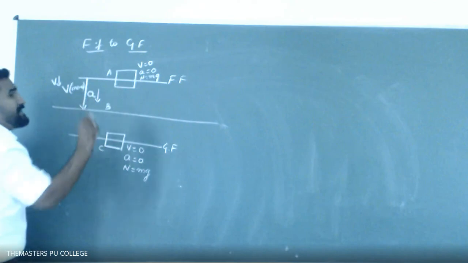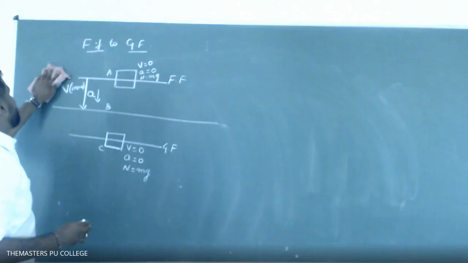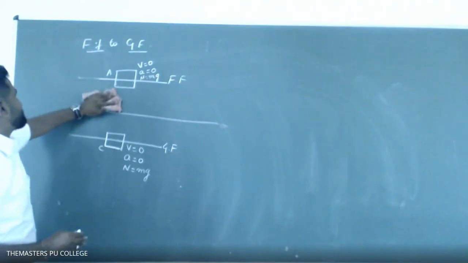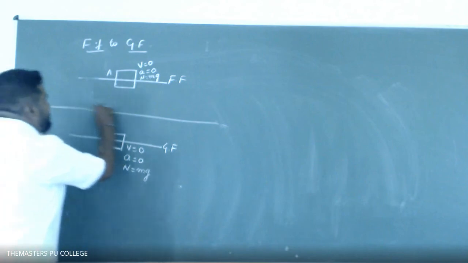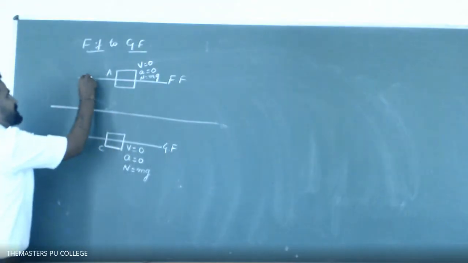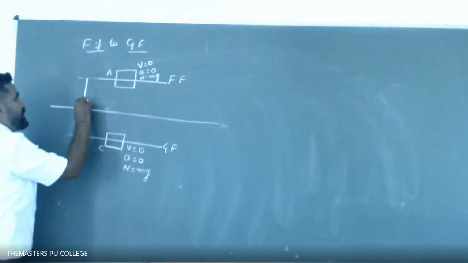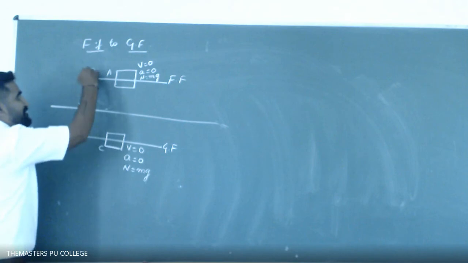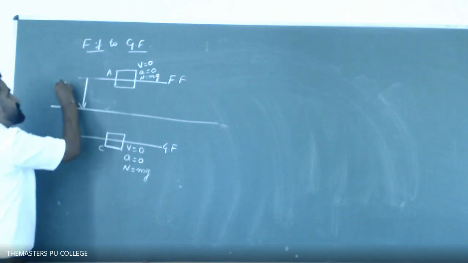Sir, can you explain this concept once again? My data pack was finished, sir. Okay, fine. I'll go back to my concept. I think you have an idea that when it is at first floor and ground floor, velocity is zero and acceleration is zero. That's super. Now when it is moving down, observe carefully. When it is moving down, velocity should increase.